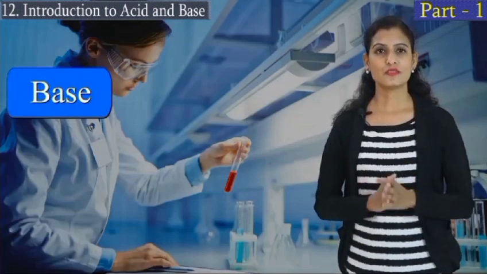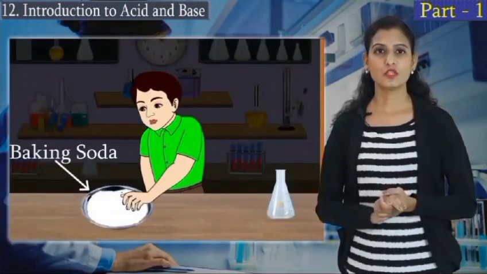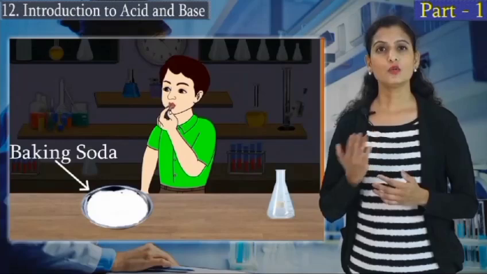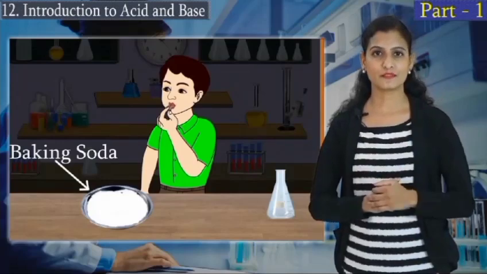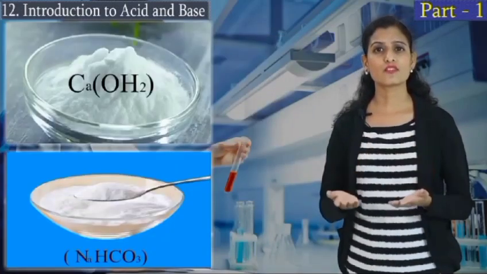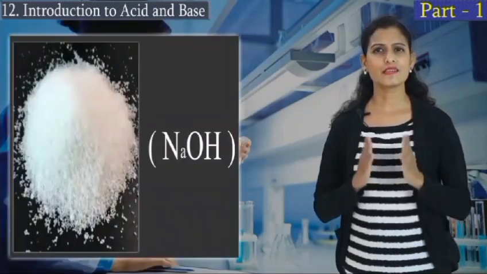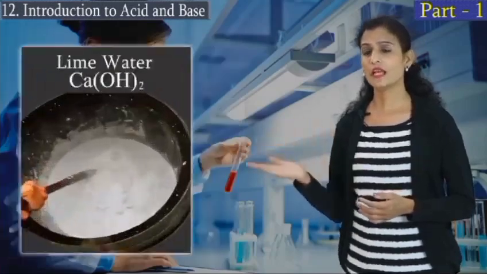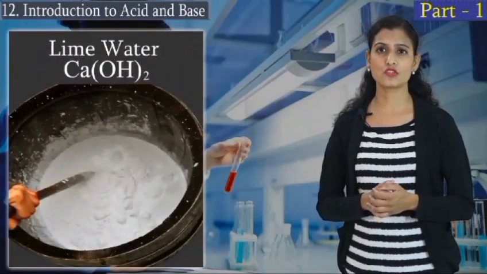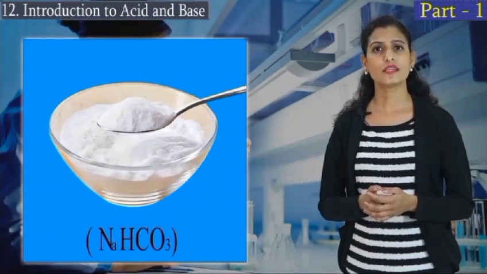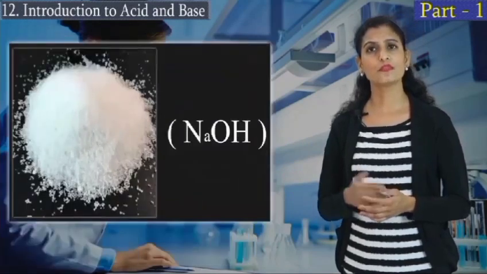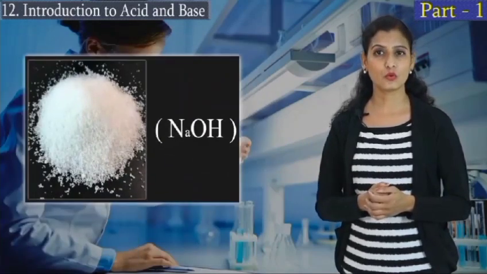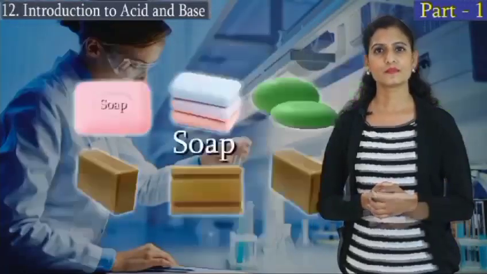Base. Students, if you taste a dilute solution of baking soda, you will find it astringent or bitter. Substances having an astringent or bitter taste and slippery to touch are called bases. For example, lime water, that is Ca(OH)2, baking soda, that is NaHCO3, caustic soda, that is NaOH, and soap.